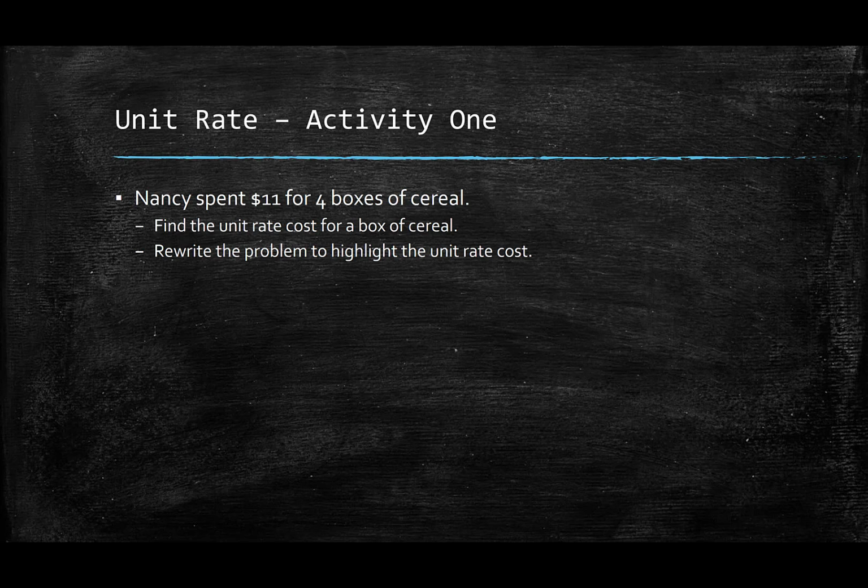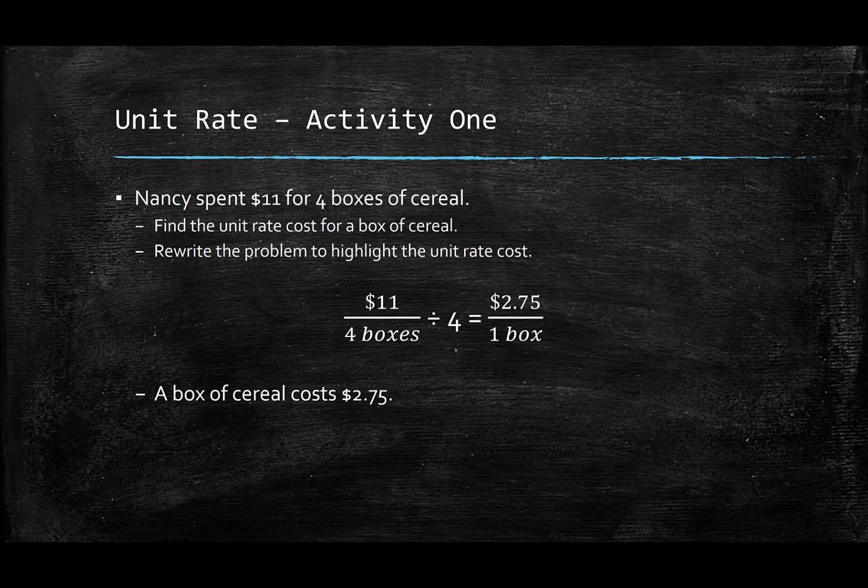We will write this rate as a fraction, then simplify the rate by dividing both numerator and denominator by 4, our denominator value. This gives us our unit rate value of $2.75 per box of cereal. Using this information, we can rewrite our opening statement. A box of cereal costs $2.75.